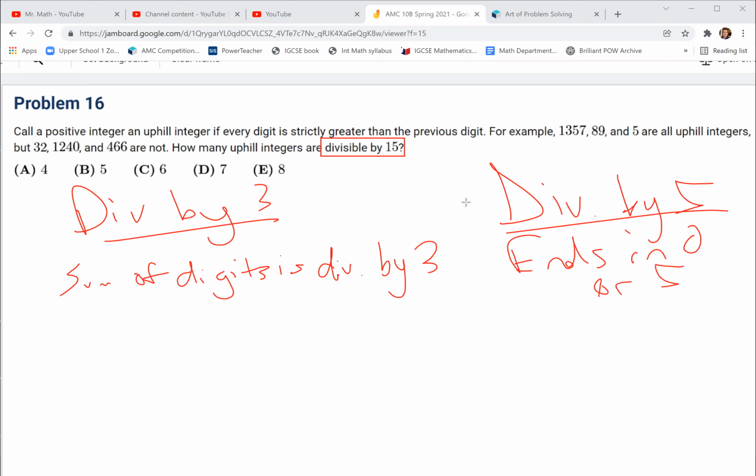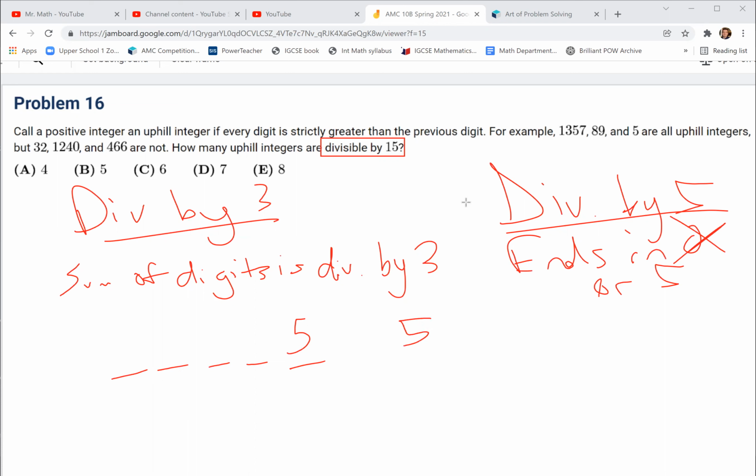Okay. But now notice that a positive uphill integer cannot end in 0. Right? That wouldn't make sense, because how could it end in a 0? Then it could only be 0, which isn't positive. So we know our number has to end with 5, which makes our jobs a lot easier, right? Because there's really only 4 digits that are less than 5. Now we just need the sum to be a multiple of 3.